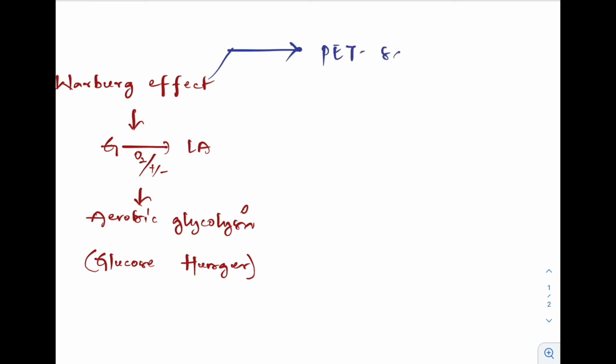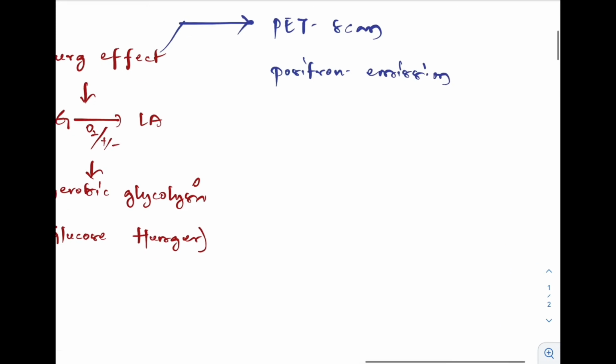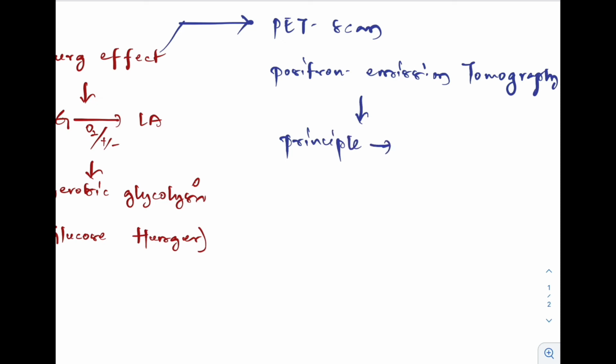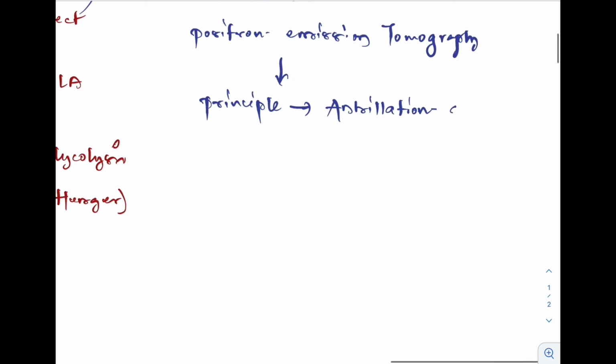What is the full form of PET scan? It is positron emission tomography. And the principle which is used in the PET scan is annihilation coincidence.